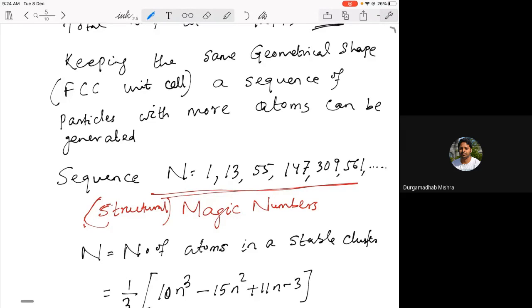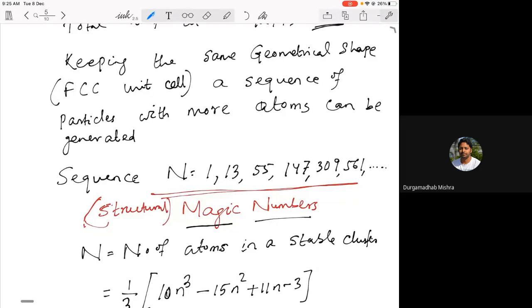So you have only a fixed number of atoms which can keep this geometrical shape intact, this octapolyhedral shape, or keep the cubic close packing of the atoms. And this is actually called magic numbers. I wrote it here, magic number. These are called structural magic numbers.